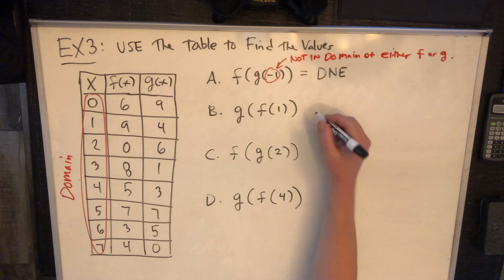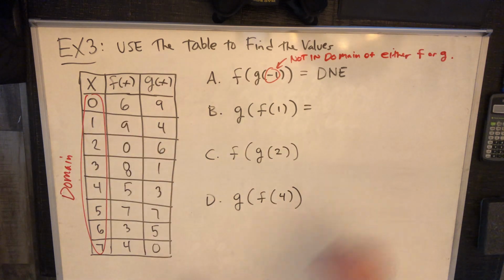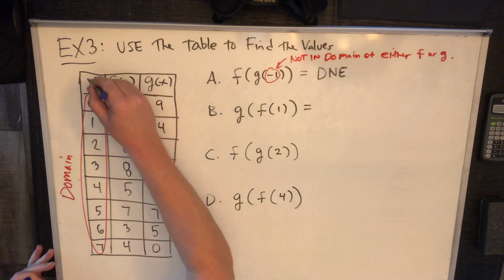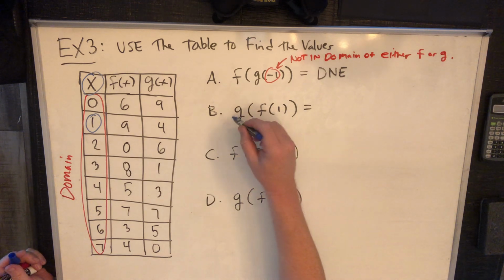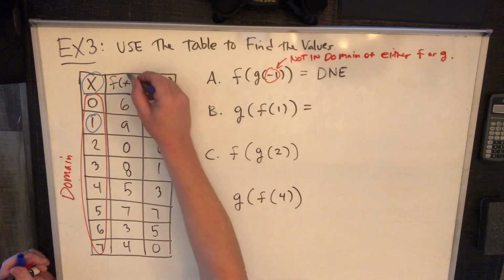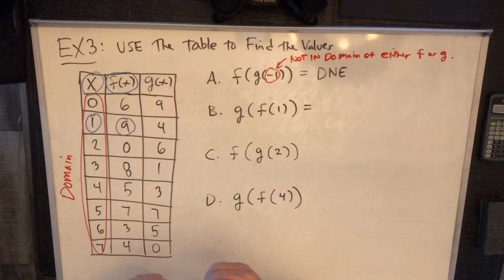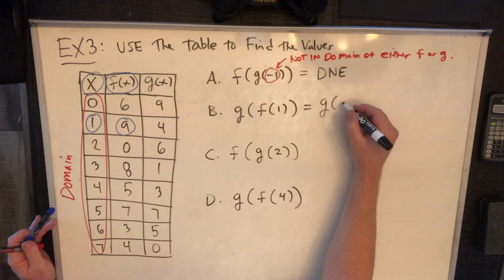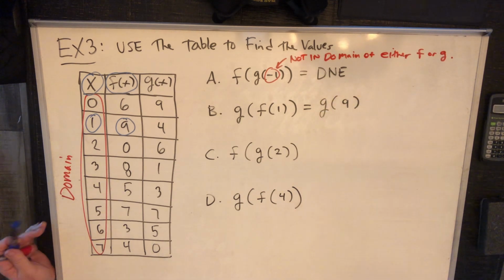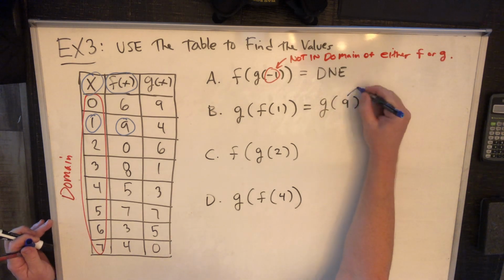For part B, well, 1 is in the domain. X equals 1 is in the domain. This is g after f, so we're going to do f first. So f of 1 is 9. But 9 is not in the domain.